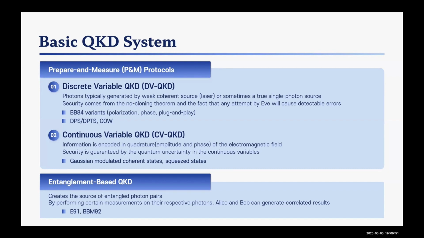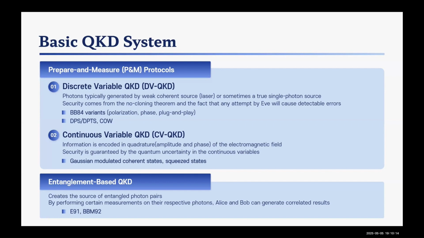Next, we have continuous variable QKD. In CVQKD, information is encoded in the quadrature, that is, the amplitude and the phase of the electromagnetic field. The security of CVQKD relies on quantum uncertainty in these continuous variables. Gaussian modulated coherent states and squeezed states are commonly used here.